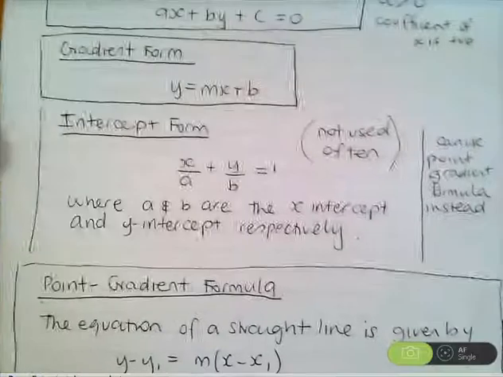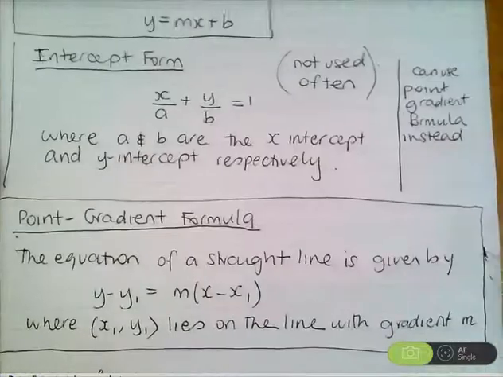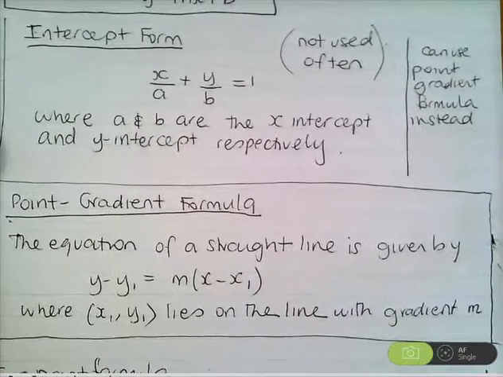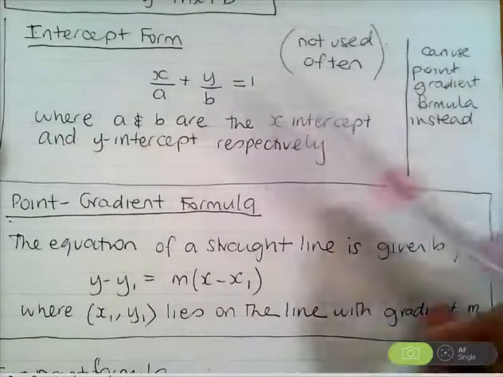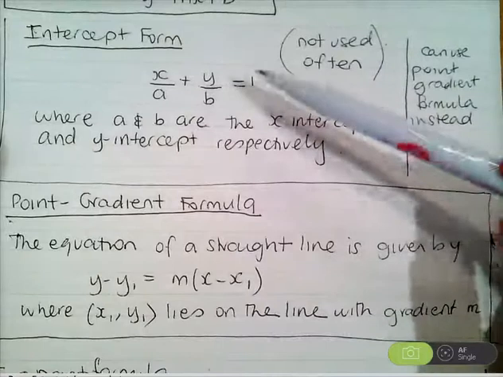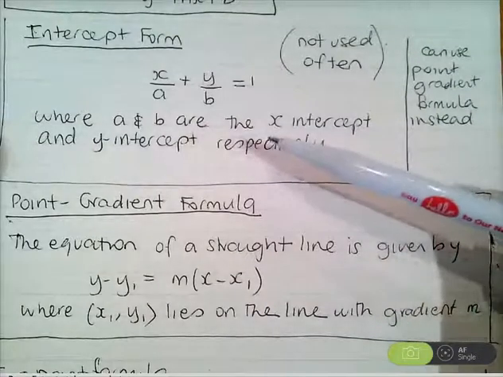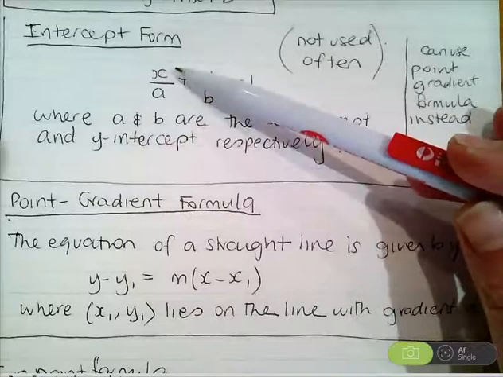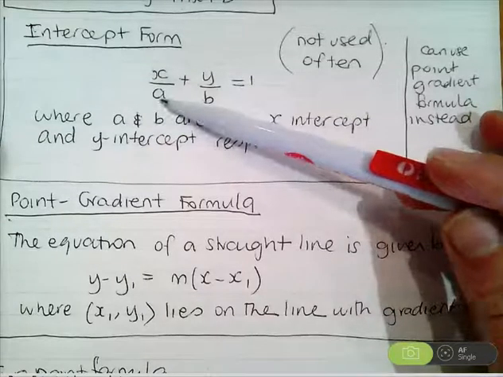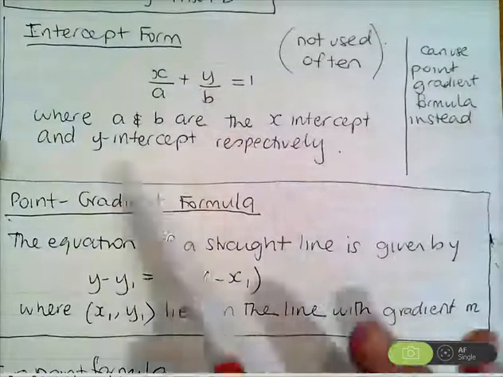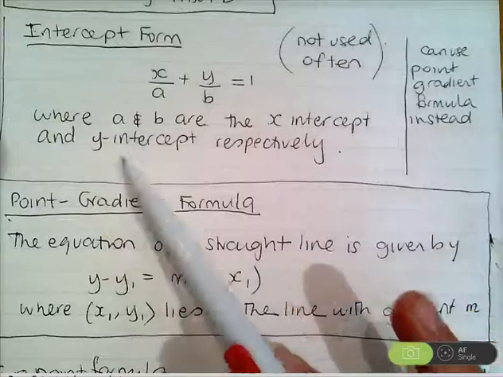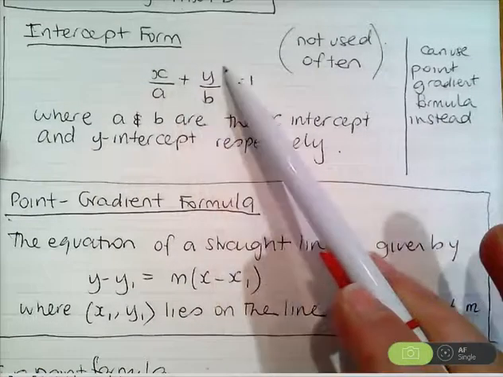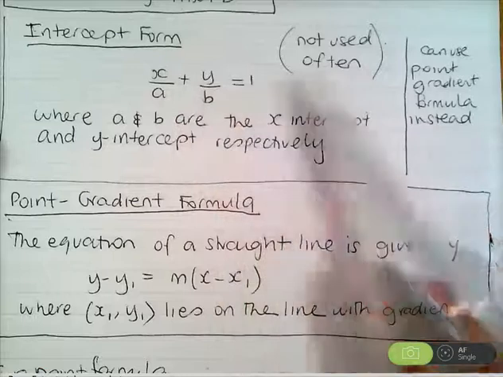The next form of an equation is the way that you can find the equation of a line if you're given the x-intercepts and the y-intercepts. I personally do not ever use this. It's just really another formula to learn, I suppose, and the less formulas you have to learn, the better. So this intercept form of a straight line is x over a plus y over b equals 1, where a and b are the x-intercept and the y-intercept respectively. So it's the x over the x-intercept plus the y over the y-intercept equals 1.